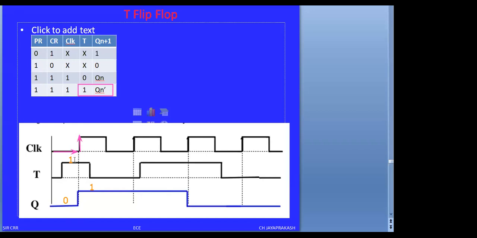T input దగ్గర ఏ డేటా ఉందో చెక్ చేసుకుంటుంది. t equals to 1 కాబట్టి by seeing it as 1, this will complement. అంటే ఇక్కడ ఏమవుతుంది, అవుట్పుట్ ఏం చూపిస్తుంది, ప్రీవియస్ వాల్యూకి కాంప్లిమెంట్ చేస్తుంది. q equals to 0 కాబట్టి this is complemented to 1. This is first condition, and this condition will remain same until the next clock pulse.